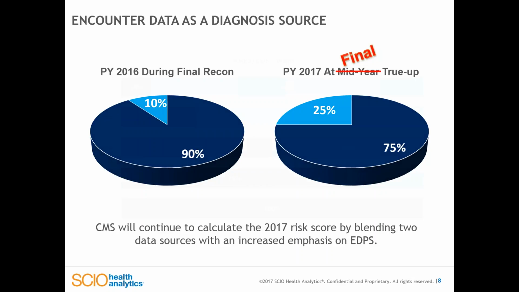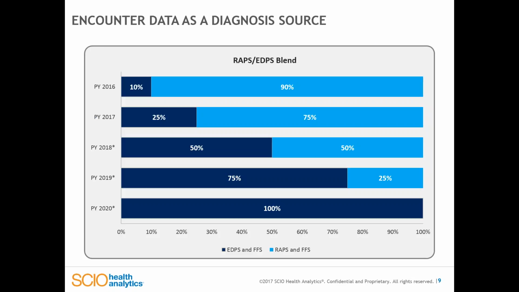So encounter data as a diagnosis source: here's the blend timeline with CMS rapidly approaching 100% EDPS. Now, CMS notes that encounter data submission rates have steadily increased and error rates have decreased. So they expect this trend to continue to improve as more experience is gained and the data stabilizes. And given this, CMS plans to increase the weighting over the next couple of years, as I said, to go to a full EDPS in 2020.